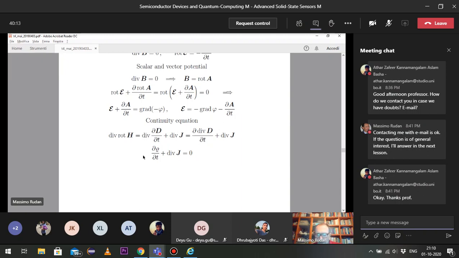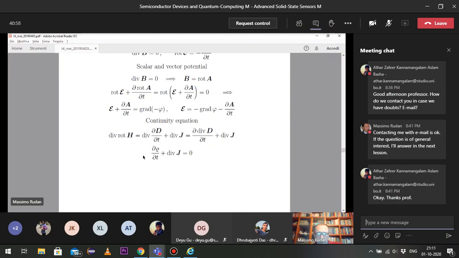Next, you go to the divergence of J. You remember J, the current density, is equal to the sum of two contributions. One is the contribution Jp from the holes, and the other is the contribution Jn, that's the electrons, okay? So also in this case, it is possible to separate the divergence of J as the divergence of Jp plus the divergence of Jn.